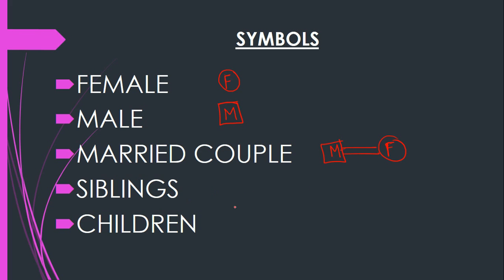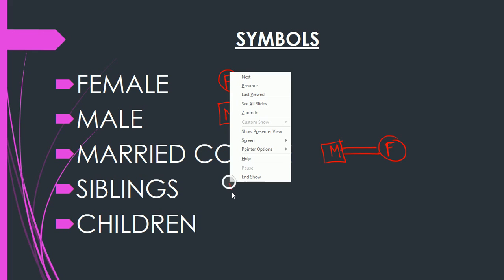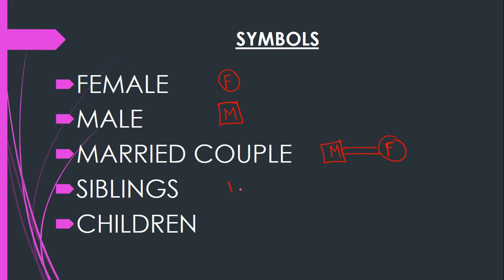For siblings, siblings means the real sister or brother. How will we represent a real brother or sister? We will represent a real brother and sister with a single line.